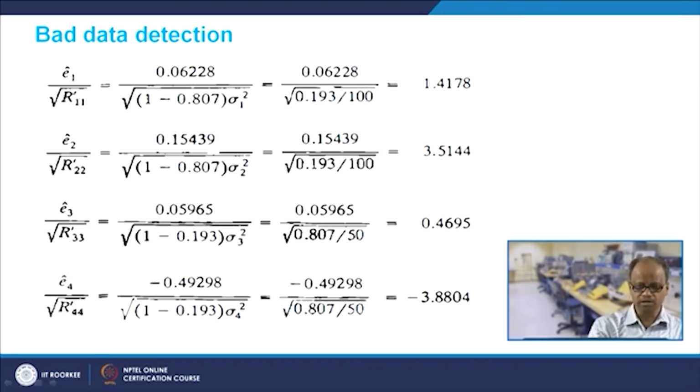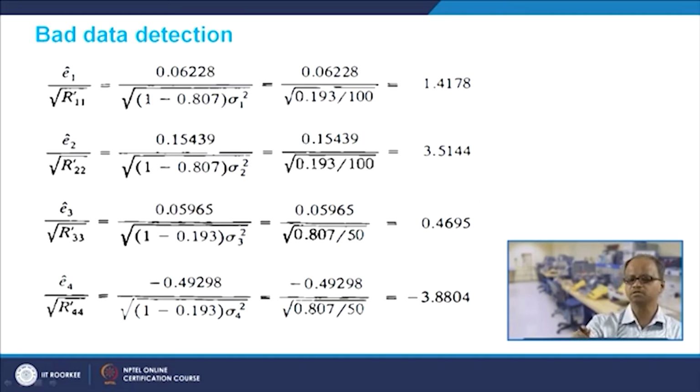Remember these quantities, R11 dash, R22 dash, R33 dash and R44 dash, are nothing but the diagonal elements of the R dash matrix. Because these are the diagonal elements of the R dash matrix, we can easily calculate them. So, this is already known. From this we calculate these values and we find out that these are the values.